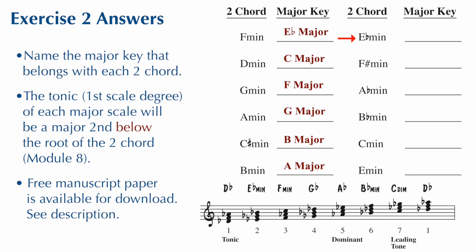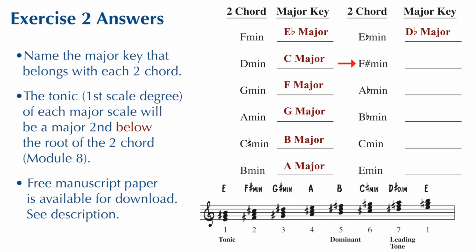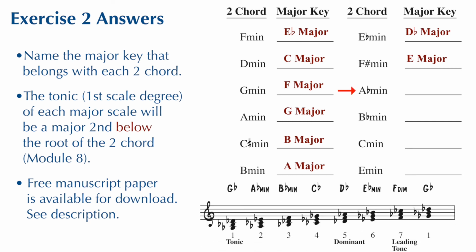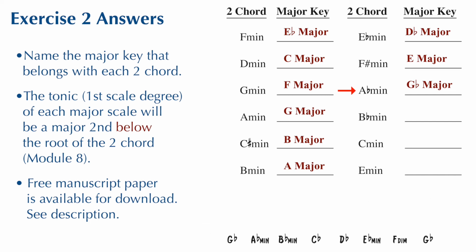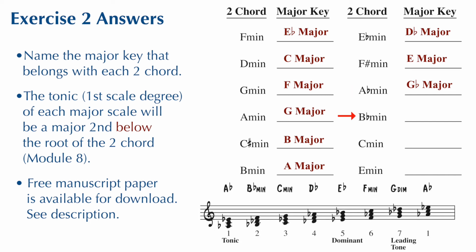If your 2 chord is E flat minor, take that E flat, lower it a whole step, you find yourself in the key of D flat major. If your 2 chord is F sharp minor, lower that F sharp a whole step, find yourself in the key of E major. If your 2 chord is A flat minor, lower the root of that chord a whole step, you are in G flat major. If your 2 chord is B flat minor, lower the root a whole step, and you can find yourself in the key of A flat major.